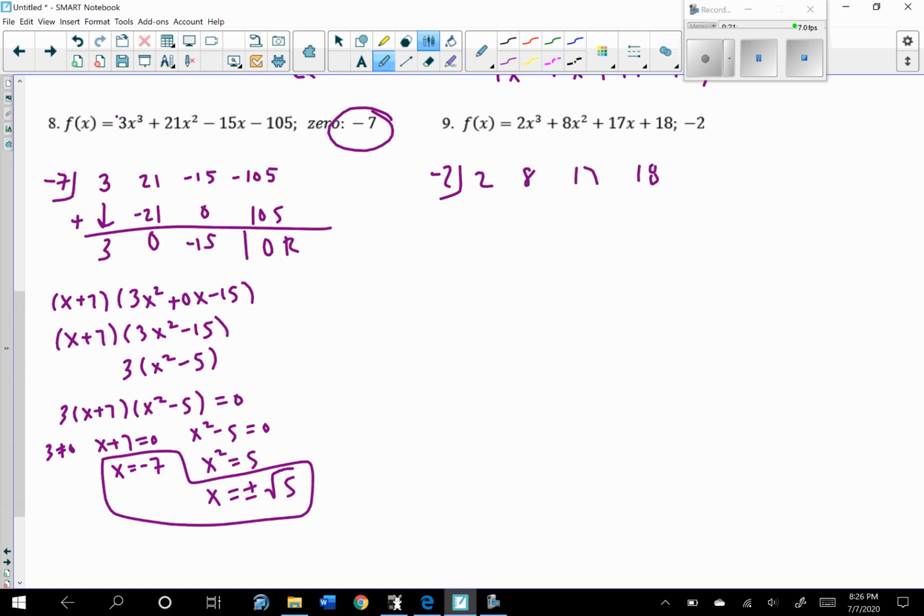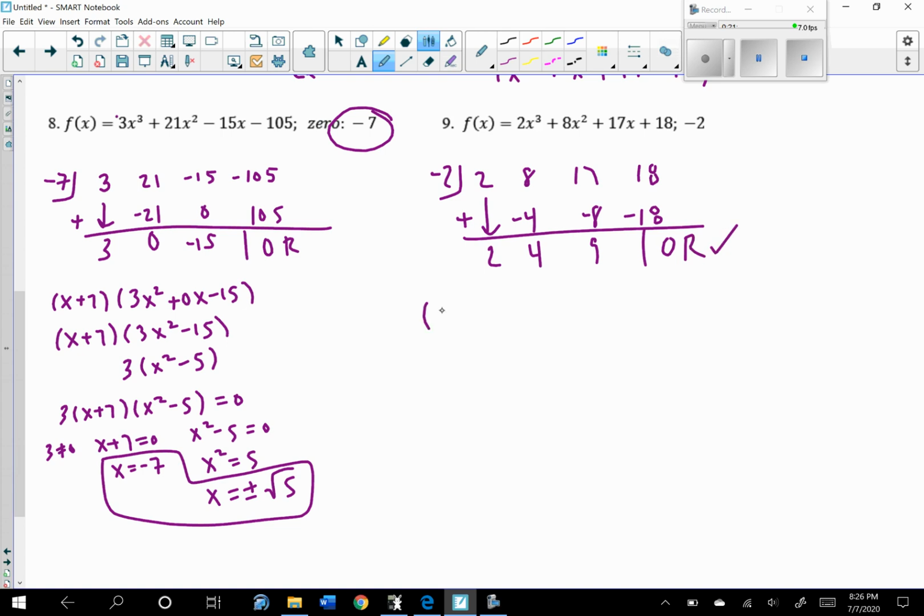Looking at number 9, in the box goes the negative 2, so this is 2, 8, 17, and 18. We weren't missing any 0 placeholders. Bring down that 2. 2 times negative 2 is negative 4. Add these together. 4 times negative 2 is negative 8. Add these together. 9 times negative 2 is negative 18. When you add those, you get the remainder of 0.